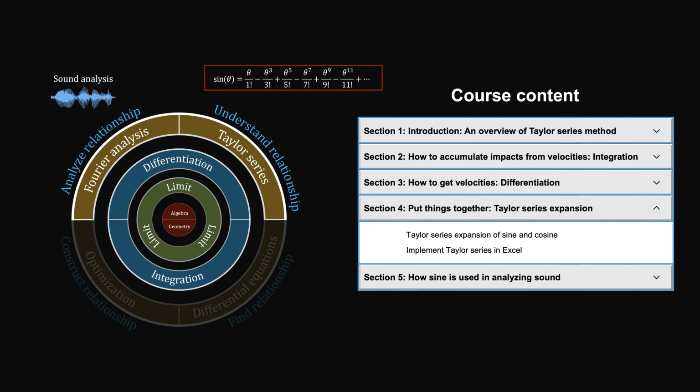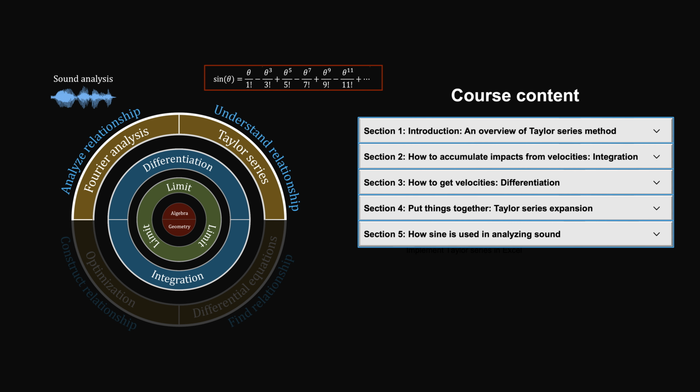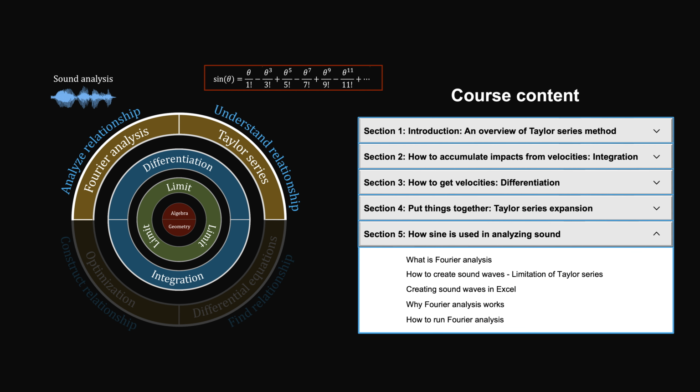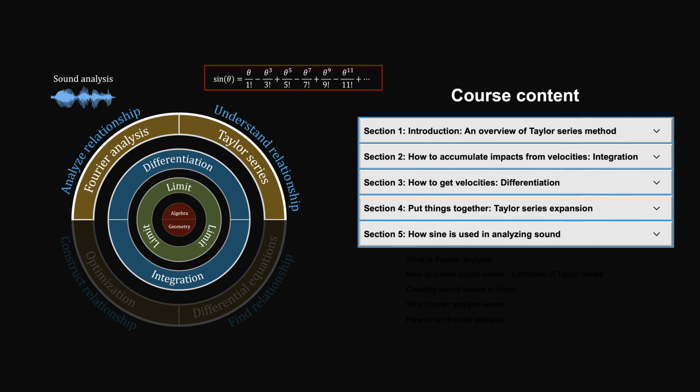We will implement it using Excel. In the end, we will use a simple example to demonstrate how sine can be used to analyze sound signal. We will first talk about what is Fourier analysis, and then why it works, and lastly, how to run Fourier analysis. You don't need much background to follow this course.